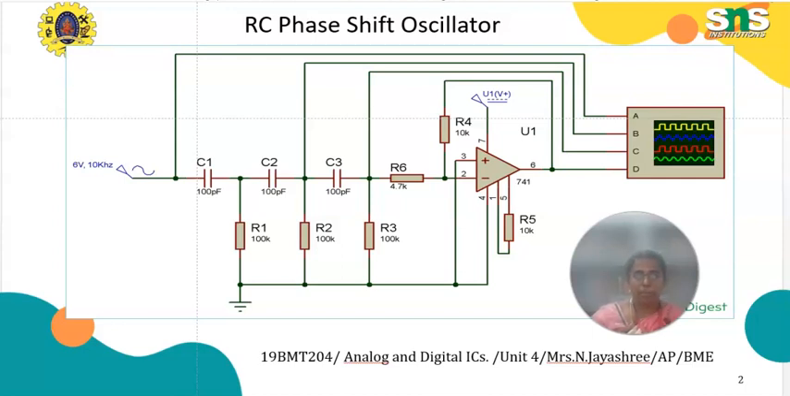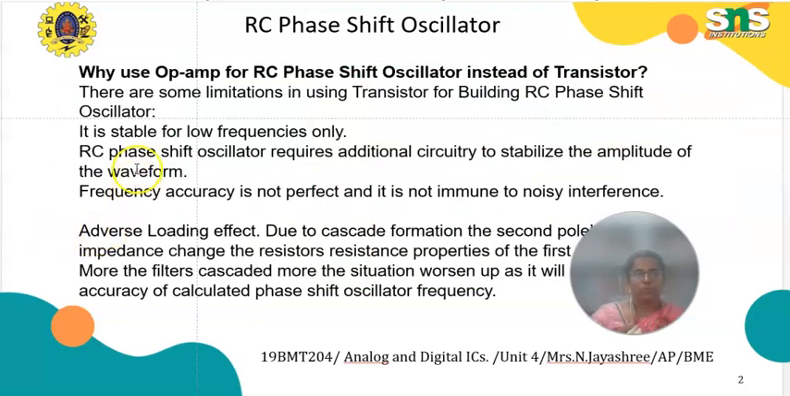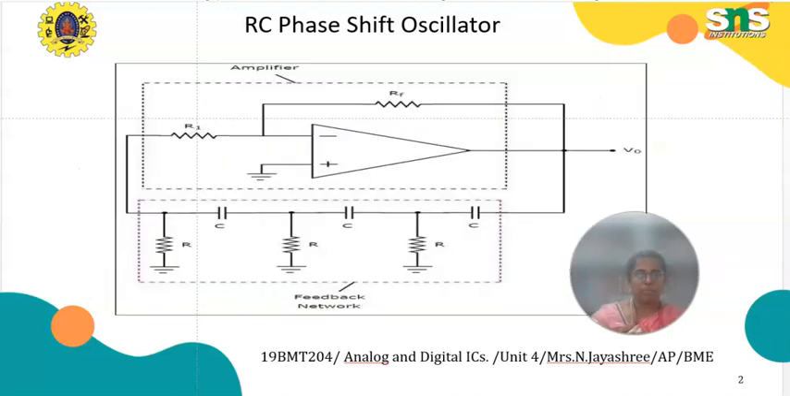This is a very important application of this oscillator. The RC phase shift oscillator is mainly used in biomedical applications, and it is also used with the op-amp instead of transistors. This is the main purpose of the RC phase shift oscillators.